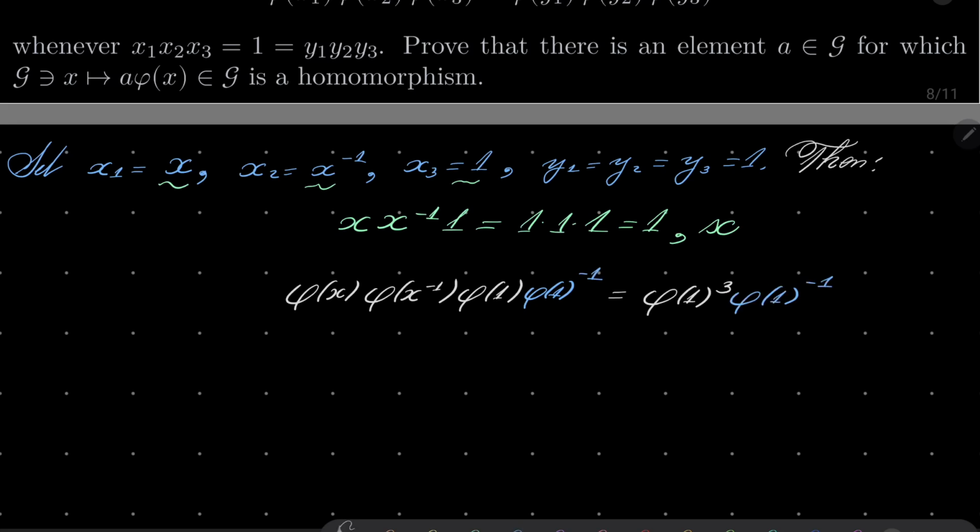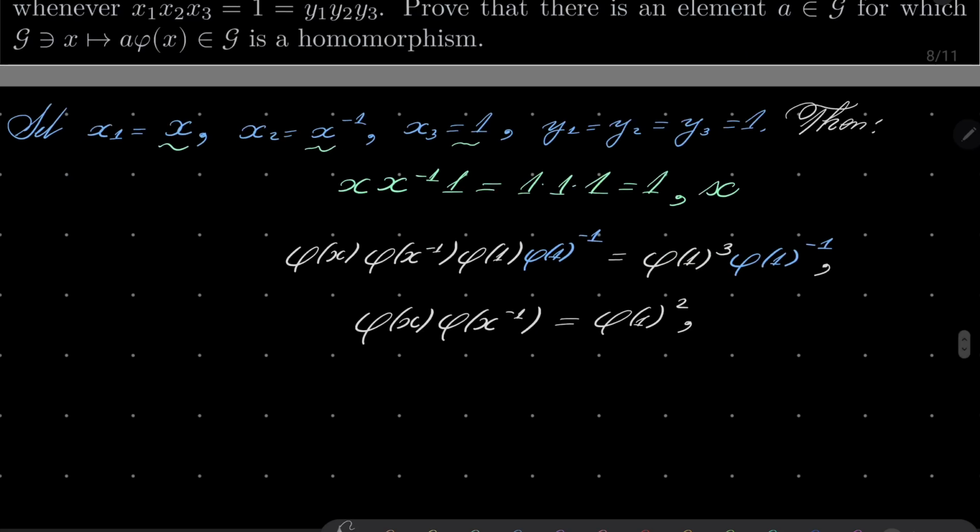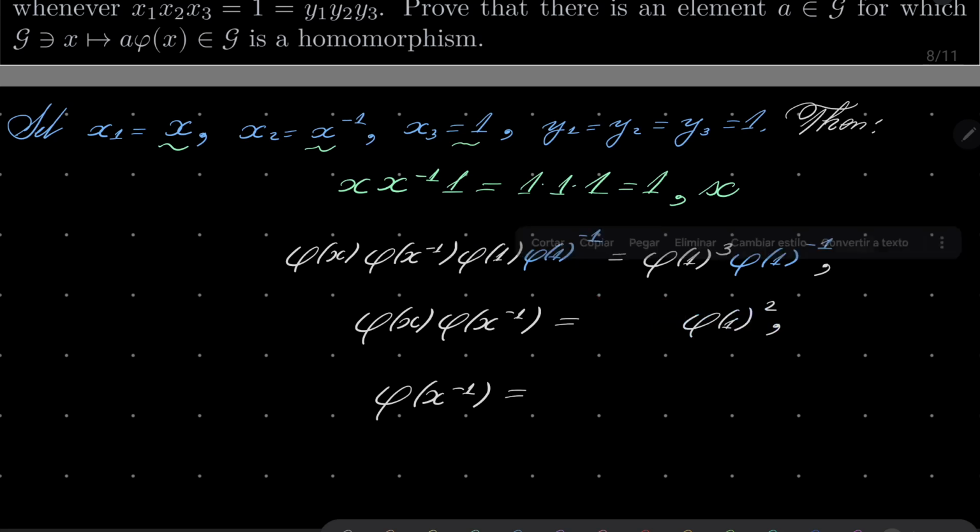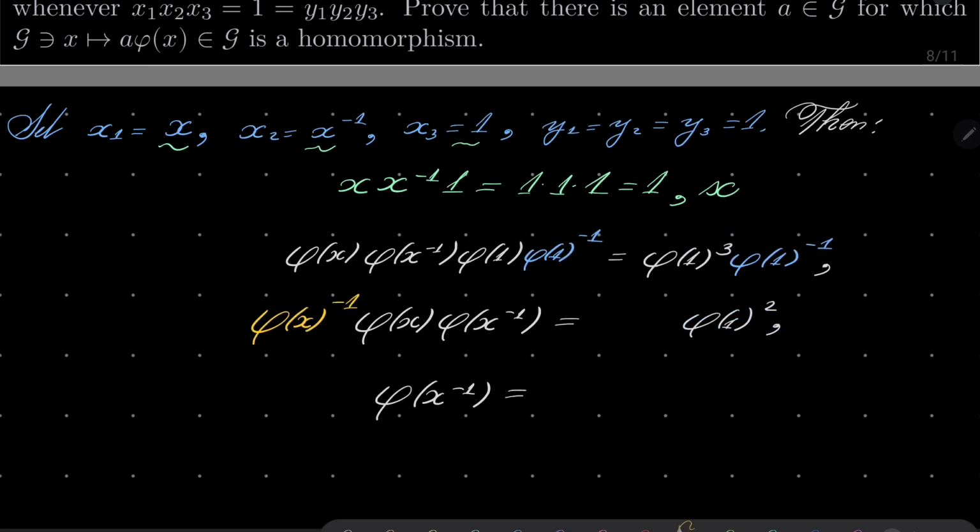Because now we have phi of x times phi of x inverse equals phi of 1 squared, which in turn means that we can write phi of x inverse equals, now basically what I do is I take this line and I multiply by phi of x inverse on the left hand side. Alright, so I have phi of x inverse times phi of 1 squared. Very well.